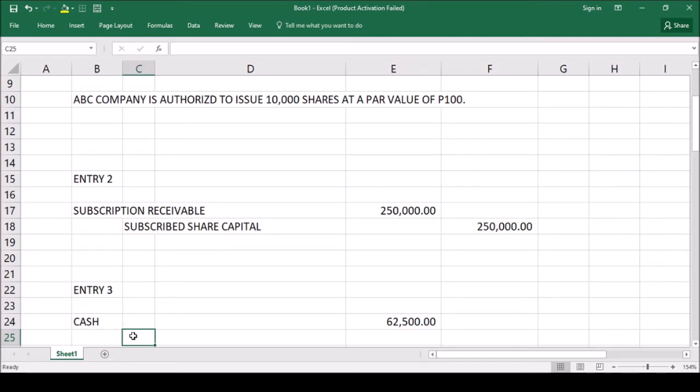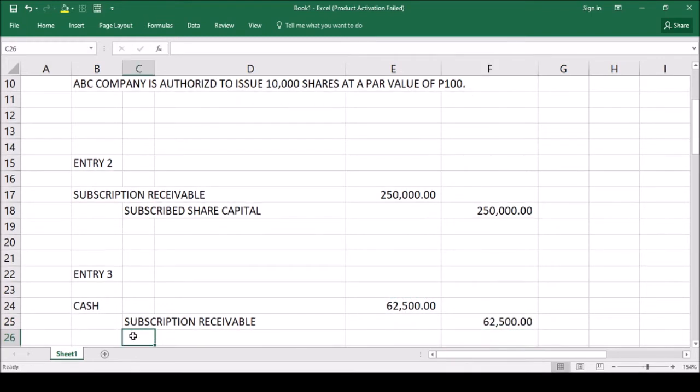And then, we credit subscription receivable kasi mababawasan na yung receivable natin from the incorporators amounting to 62,500. So those three entries are required under memorandum entry on the date of authorization. Una, let's go back, no?